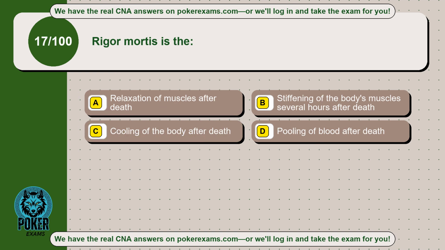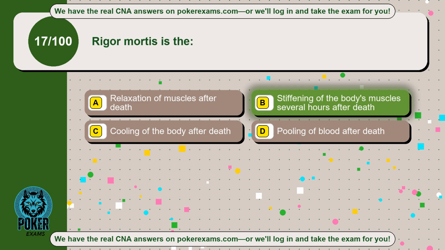Question 17. Rigor mortis is the. Option A. Relaxation of muscles after death. Option B. Stiffening of the body's muscles several hours after death. Option C. Cooling of the body after death. Option D. Pooling of blood after death.